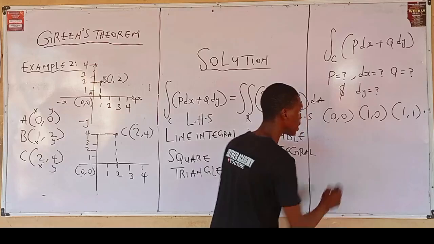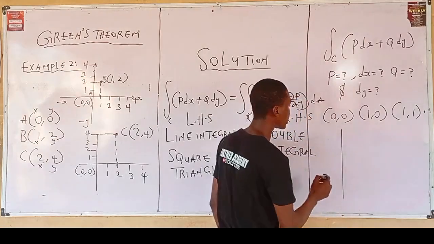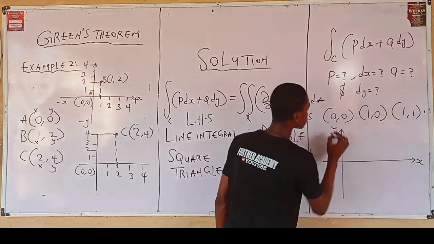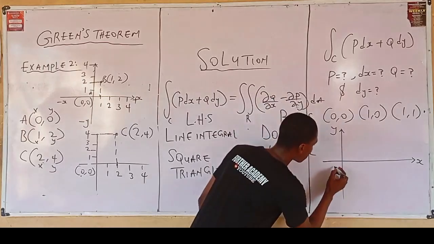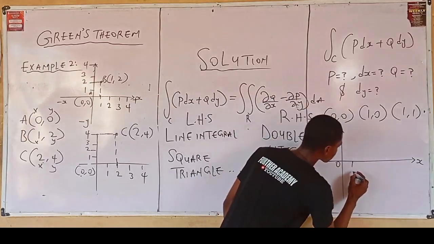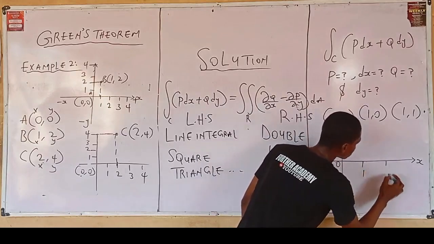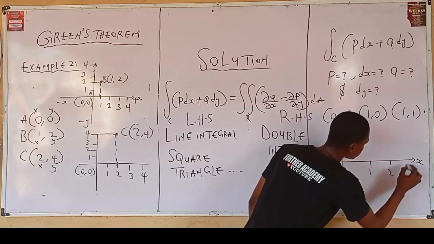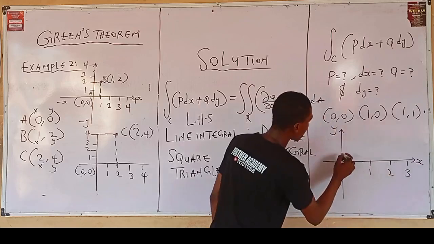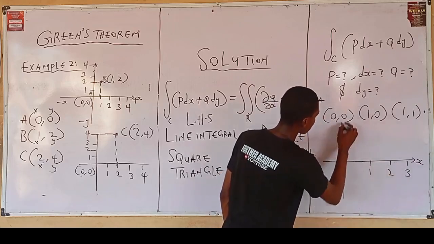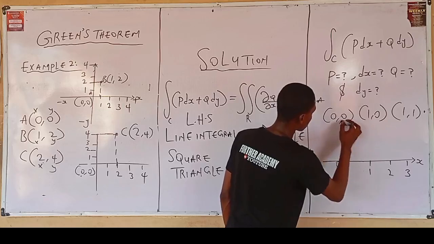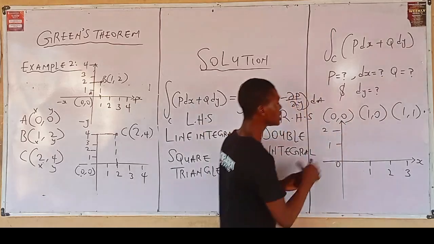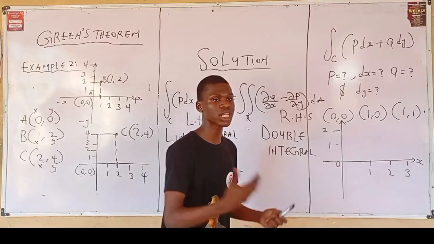First things first, have your reference lines for y and x. This is my x. This is my y. Now, let's say this is 0. This is 1. This is 2, and this is 3. Then for this, I have 1, I have 2.